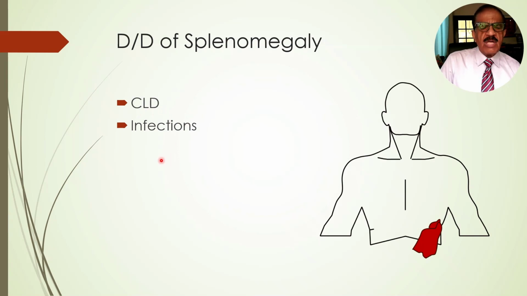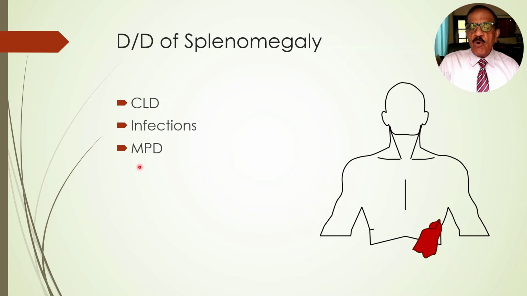Infections, all kinds of infections can cause splenomegaly, like some viral infections such as infectious mononucleosis, or bacterial infection like endocarditis, brucellosis, tuberculosis, malaria, and some parasitic infections. There are many infections where you may have splenomegaly.